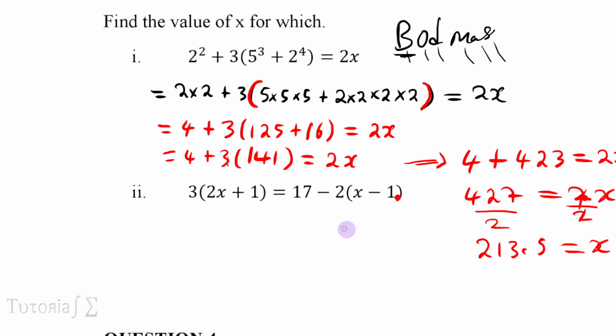So that is your value of x. That is how you're supposed to work out this one here. Same applies here. You're supposed to do BODMAS. So since these are different terms, they cannot add up. So what you just do is you multiply these 3 throughout.